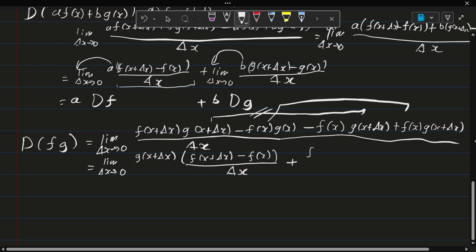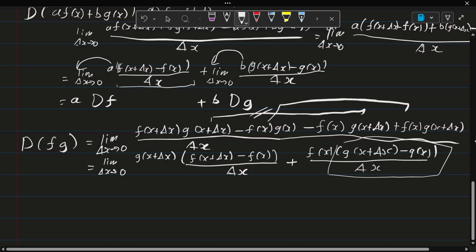So it will be function f(x) going outside. We observe g(x + Δx), and then minus g(x). Divide everything by Δx. Well, basically only this part. So, like last time, we will basically split this limit into two. So this will also be the limit as Δx goes to 0.